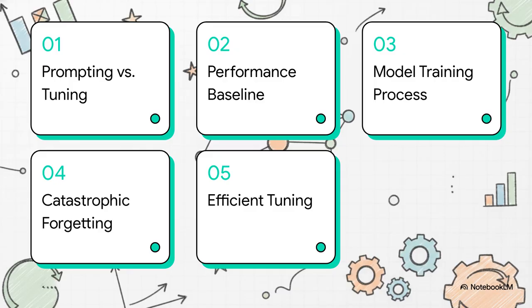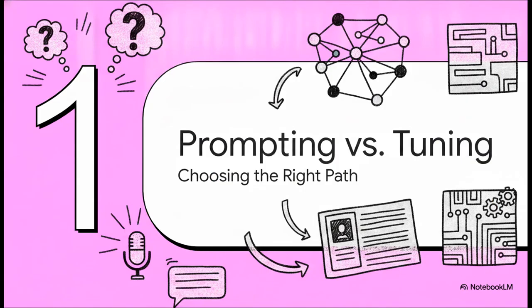Okay, let's dive into our roadmap for today. First, we'll compare prompting versus fine-tuning. Then we'll establish a performance baseline, walk through the actual model training process, tackle the catastrophic forgetting problem, and finally, look at efficient tuning with PEFT and LoRA. Let's jump right in. Section 1.